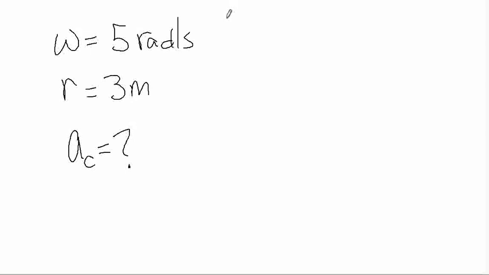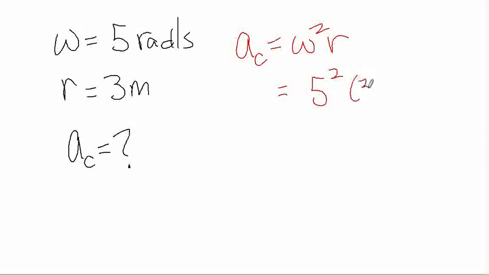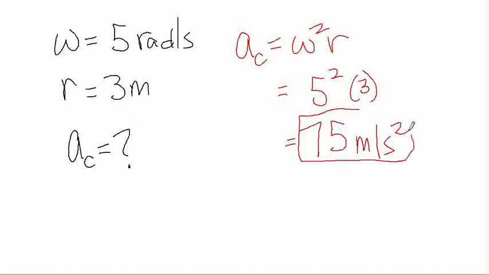So I'll go ahead and calculate that. So we know that the centripetal acceleration is equal to omega squared r. So for this problem we get 5 squared times 3, or 25 times 3. So the answer is that the centripetal acceleration is 75 meters per second squared.